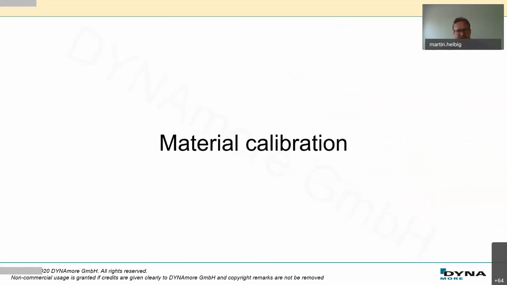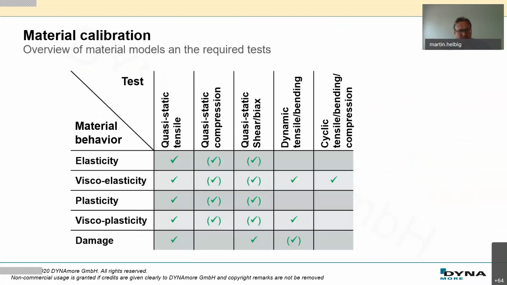So we come to the material calibration. Depending on which problem you have, you have to do different tests. This is a very short matrix of what we do normally in our everyday work. We use quasi-static tensile tests more or less for everything: for elasticity, viscoelasticity, plasticity, viscoplasticity, and also to describe the damage behavior.